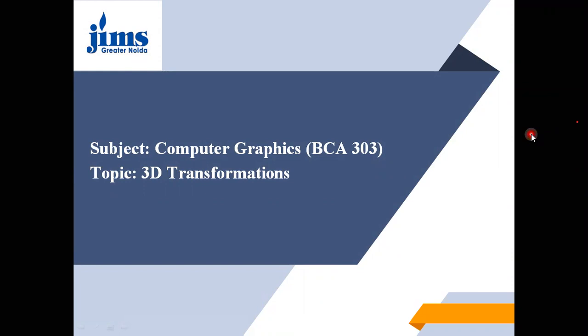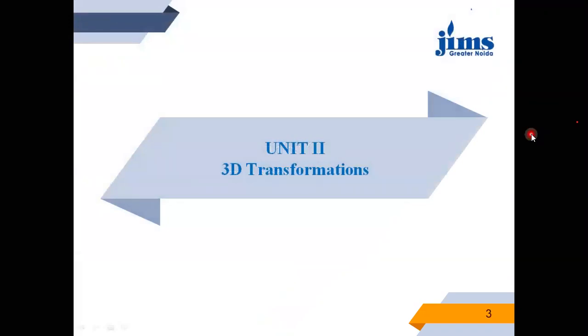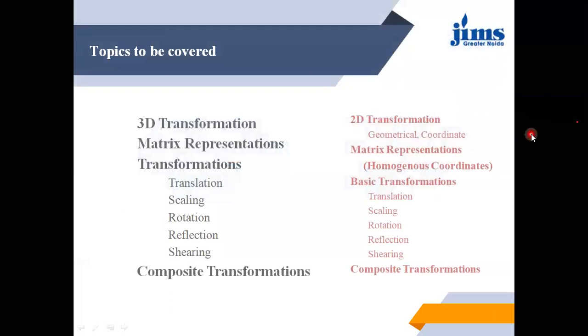In computer graphics, last lecture we discussed 2D transformations and window to viewport transformation. Now we are doing the second unit of computer graphics, and in this we discuss different parts of the 2D transformations. First, we discuss what is geometric transformation and what is coordinate transformation.